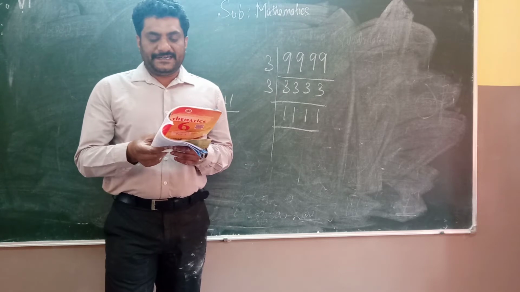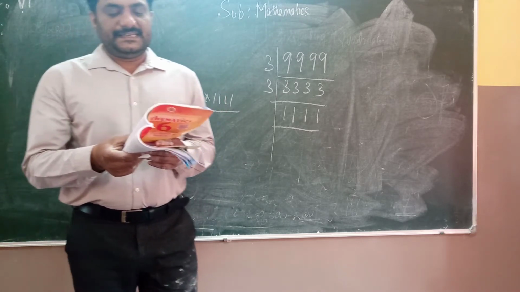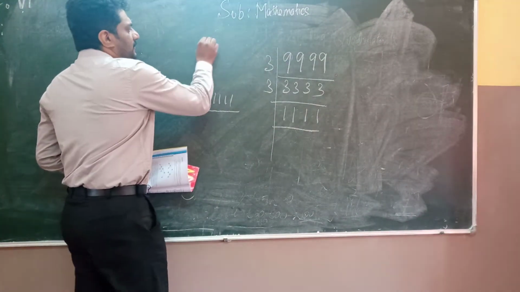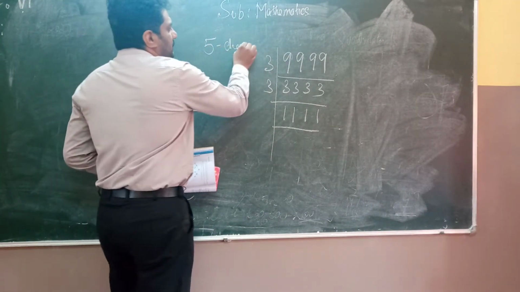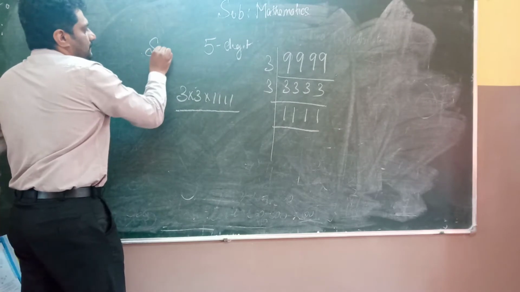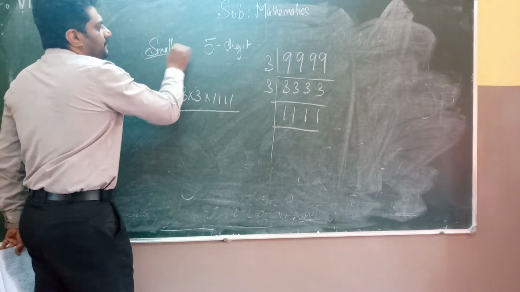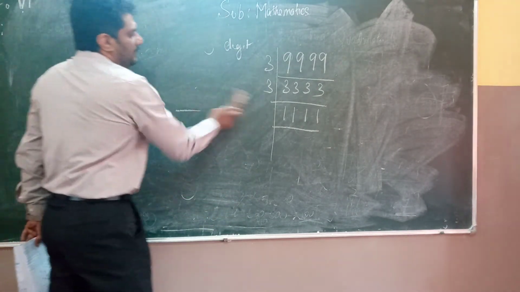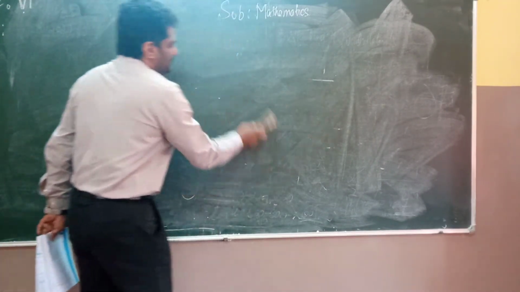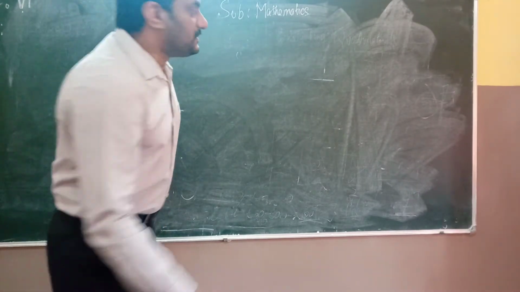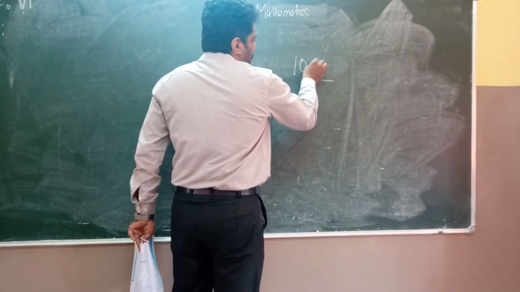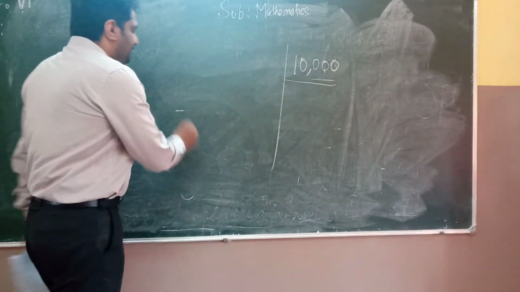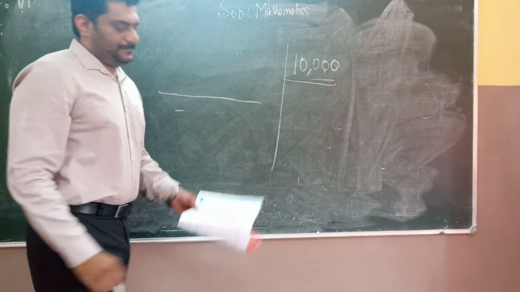Write the smallest 5-digit number and express it in the form of its prime factors. Again, they are asking for a 5-digit number, but the smallest one. Which is the smallest 5-digit number? 1000 or 10,000? It is 10,000. Now you have to split 10,000 into its prime factors and write it in order.